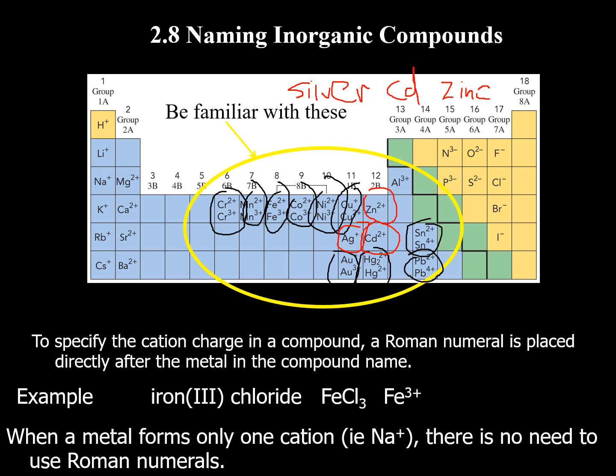So how do we write the formula for a compound that contains a transition metal? Let's look at the case here. Iron 3 chloride. Iron is a +3. Chloride is a -1. You crisscross to give FeCl3. So the 3 here in the question will tell you its charge.